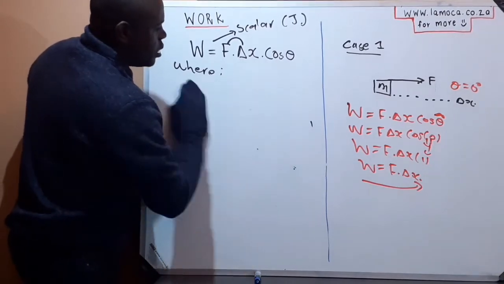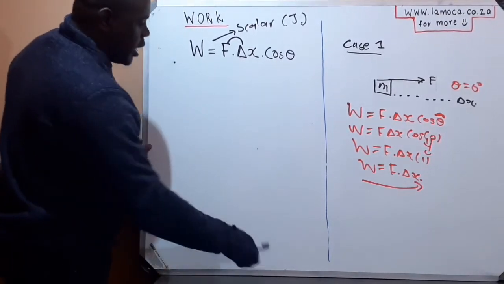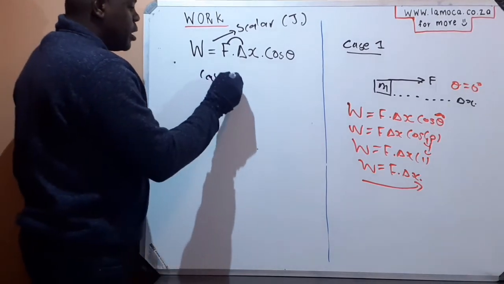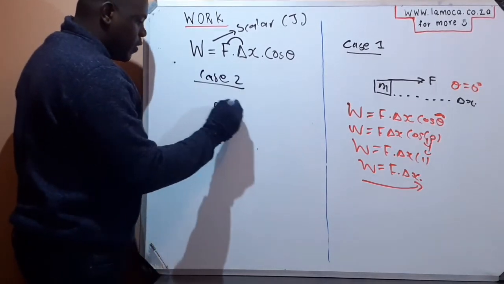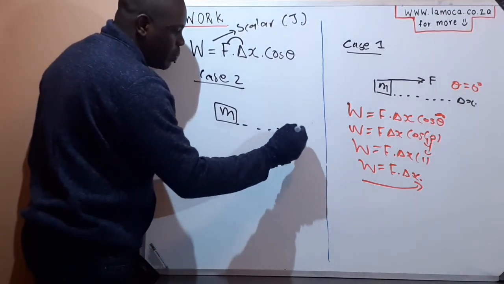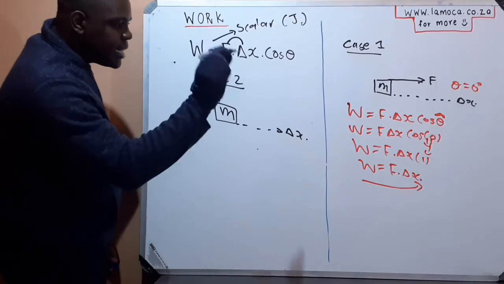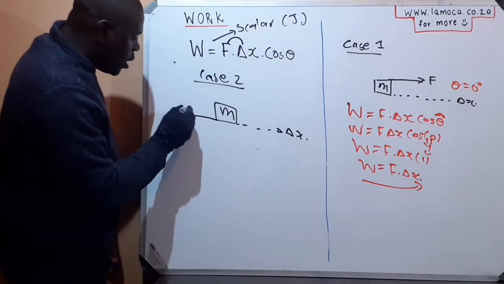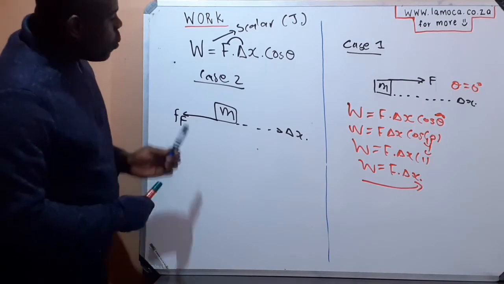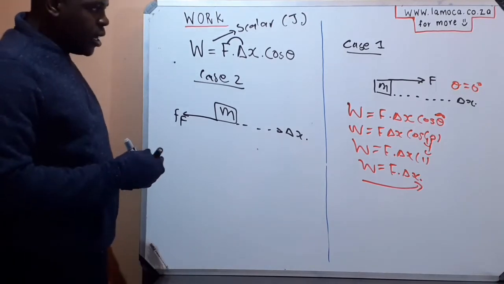Case 2. So let's assume that on the very same object of mass m, the object was still moving or being displaced to the right. But now we are interested in a force that is acting in the opposite direction. Let's call that force frictional force. Now, what is the work done by this particular force?